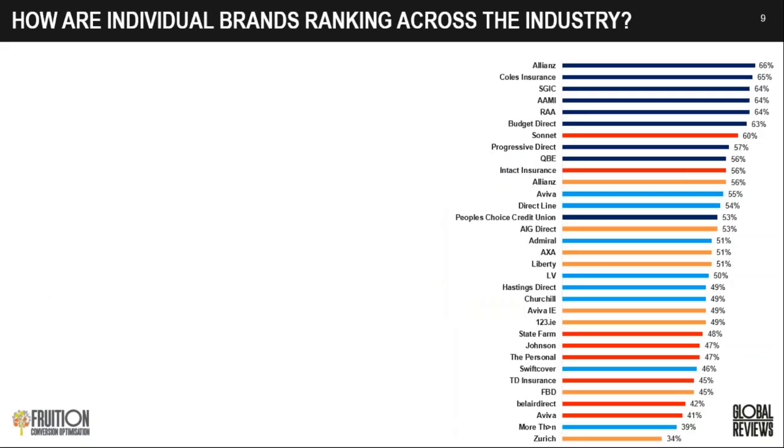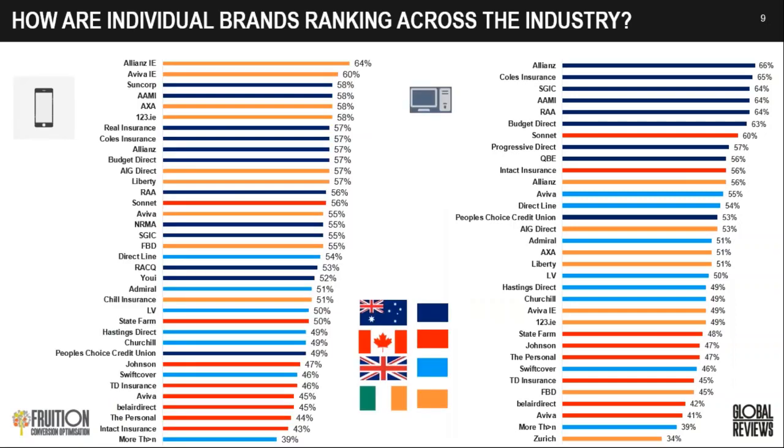Now, how are the individual brands performing across the industry? Here is a snapshot of all those brands on a desktop and a mobile device. Here you can see on a mobile device, it's the two Irish brands that are taking the lead, and we have two Australian brands making it in the top 5. However, when it comes to the desktop study, it's the Australian brands that make it to the top 5, and within the top 10 brands, it's just one Canadian brand, that's Sonnet, which makes it in the top 10.